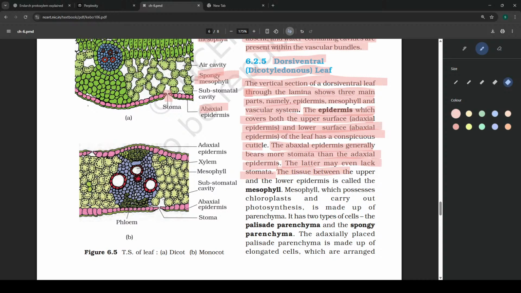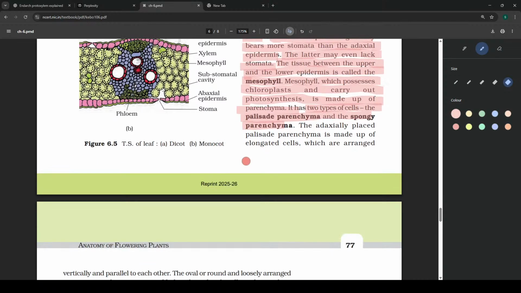The tissue between the upper and the lower epidermis is called the mesophyll tissue. Mesophyll, which possesses chloroplasts and carries out photosynthesis, is made up of parenchyma. This is a parenchyma, that's what we saw before. It has two types of cells, the palisade parenchyma and spongy parenchyma or spongy mesophyll.